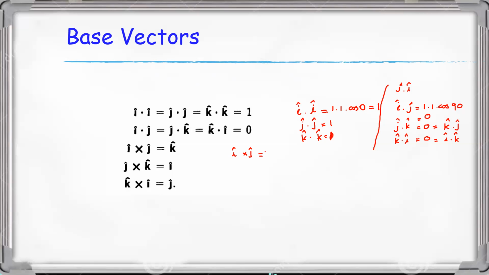Okay, then the unit vector in the direction of z, what is it? It is equal to k cap. And the next one, j cross k must be equal to, here it is y and z direction. Okay, j cross k.